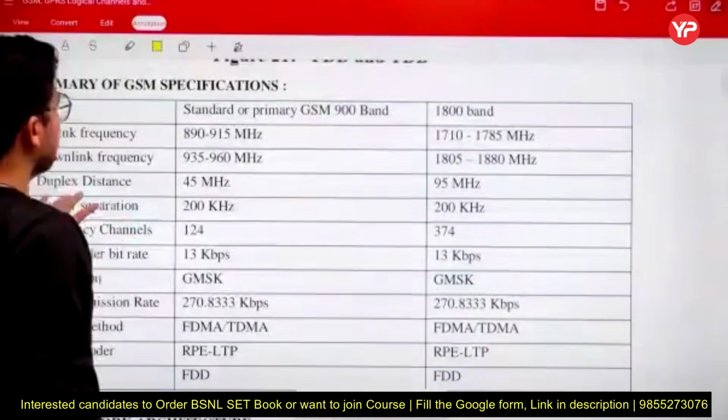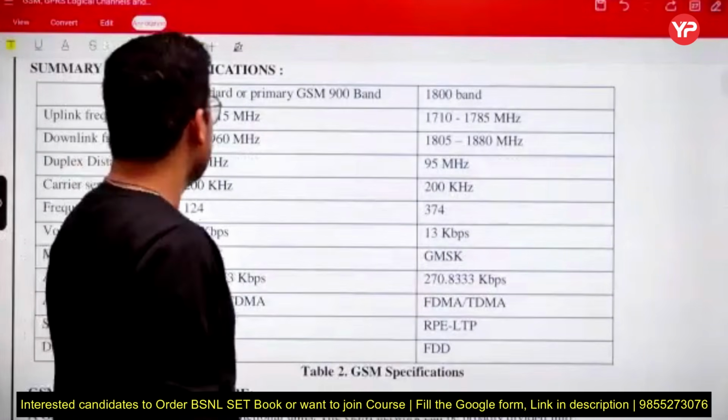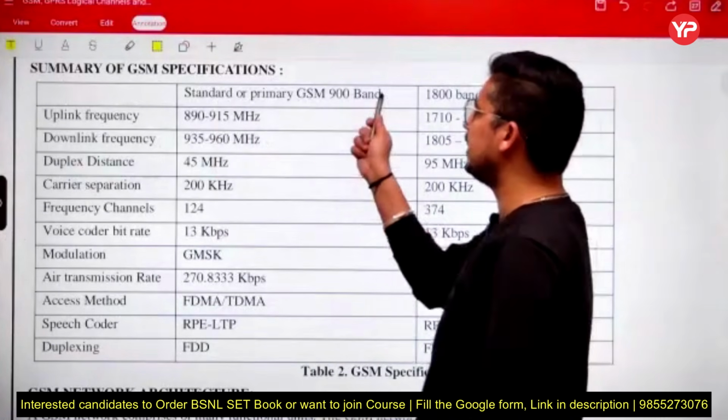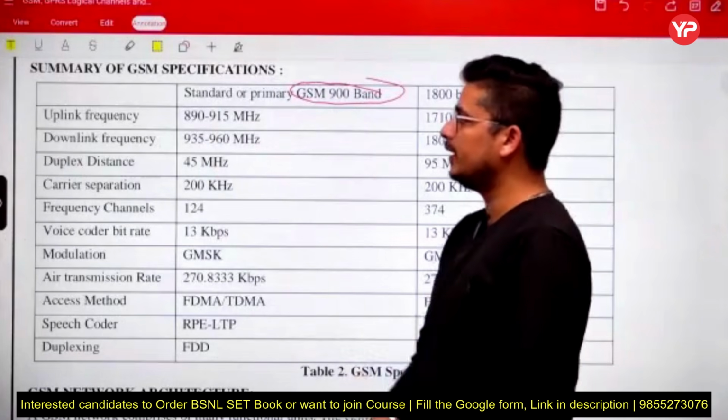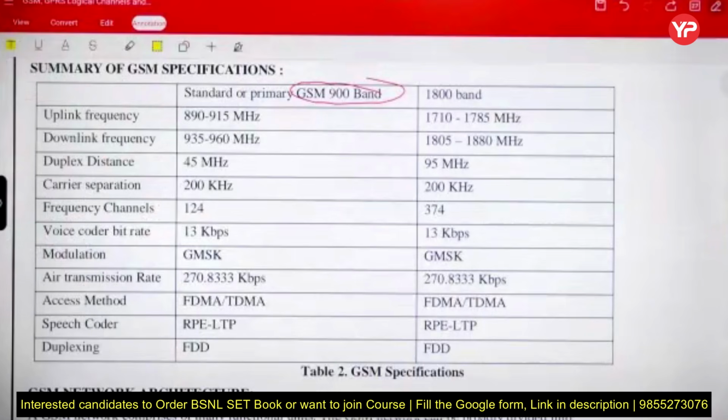These are the summary of GSM specification you can check here. So there are two GSM bands, right? Standard or primary band, which is mostly used, that is the GSM 900 band, right? And the other band is the 1800 band. In this GSM 900 band, we have an uplink frequency from 890 to 915 megahertz. I already discussed that in detail, right?